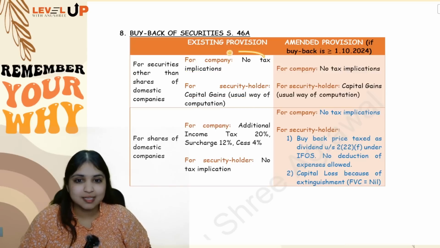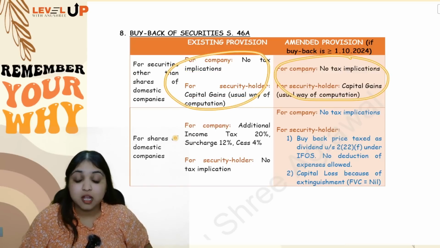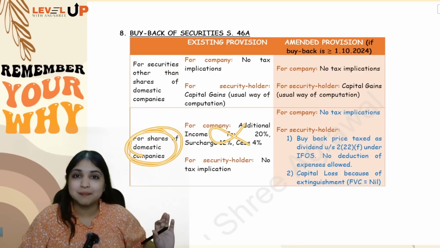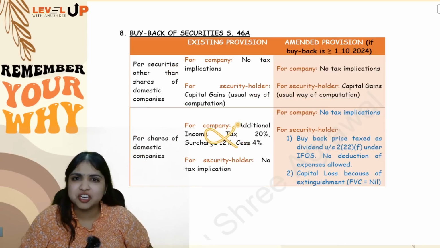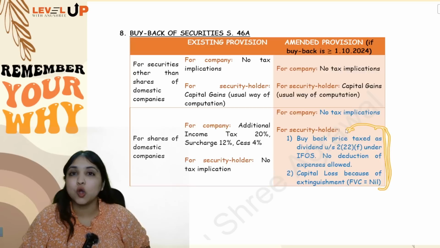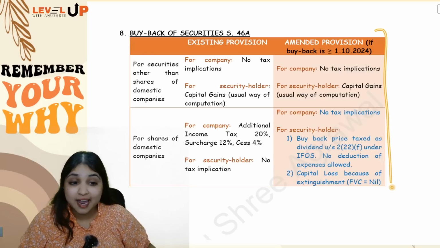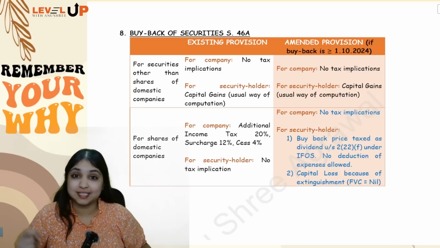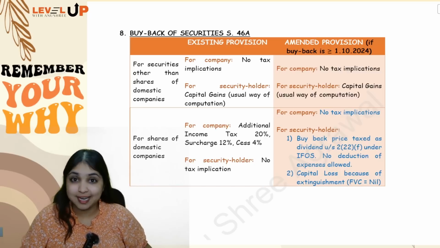Now what they've done is, this part remains the same. For domestic company shares, they've abolished this buyback distribution tax. This additional income tax, this buyback distribution tax and all, they've abolished. Instead, they've brought back the taxation on the security holder. This entire thing we will discuss with the help of a computation question with numbers only. You will understand this better.